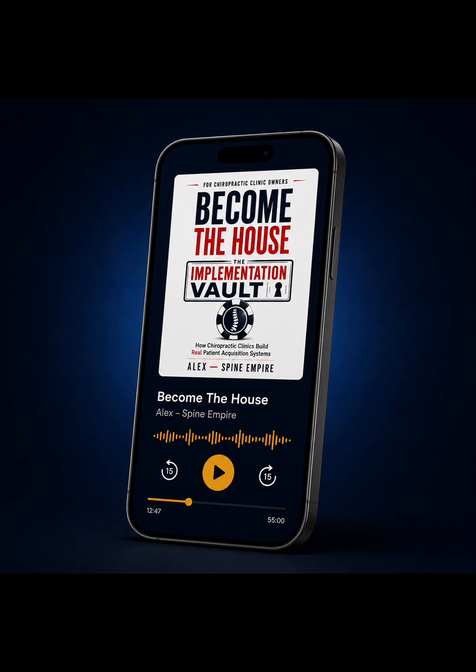Layer 3. Conversion. This is where belief turns into cash, not interest. Cash. Most clinics stop at interest. The house collects commitment. Big difference.